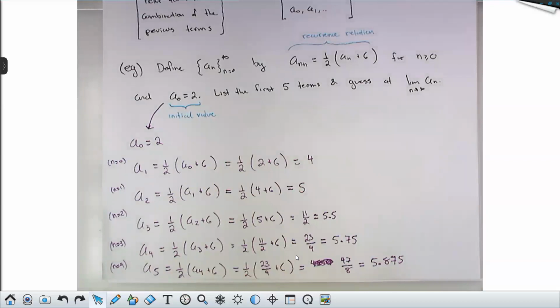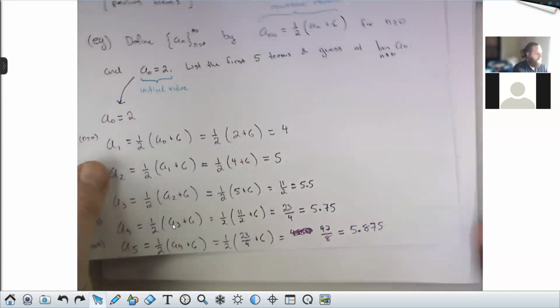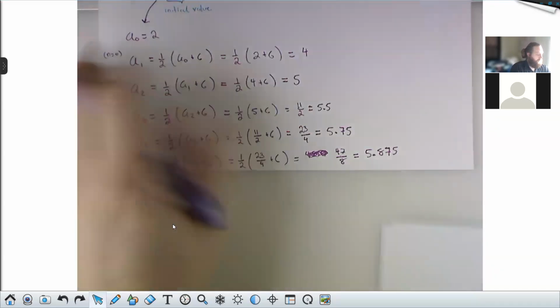So looking at the first, I guess, 6 terms here, if you count the n equals 0 term, looking at the first few terms here, 2, 4, 5, 5.5, 5.75, 5.875. Does anybody have a guess for this limit? Yeah, it appears to be the case that this sequence is converging to the number 6, right? It appears to me that these terms are getting closer and closer and closer to 6. And there's kind of 2 separate statements we could make there.